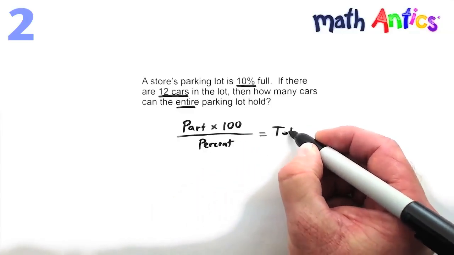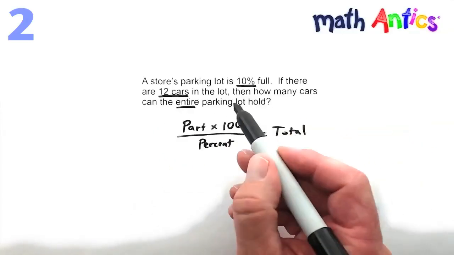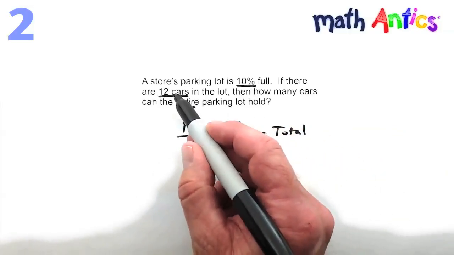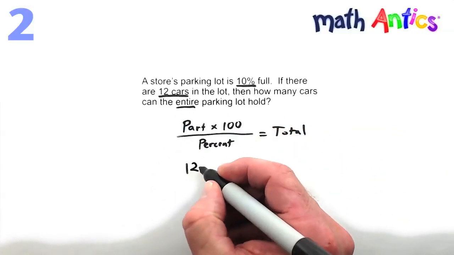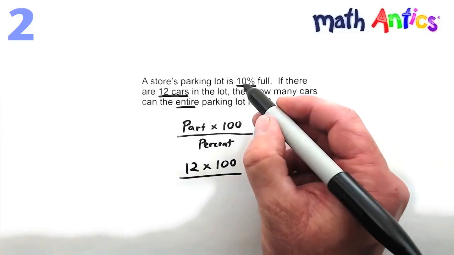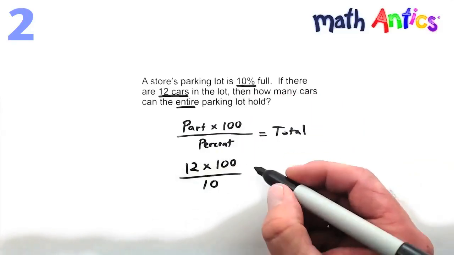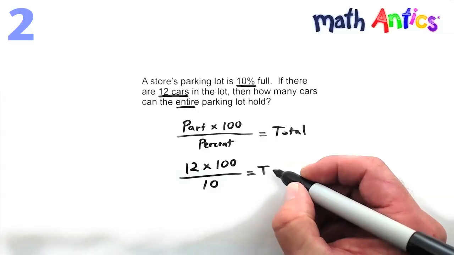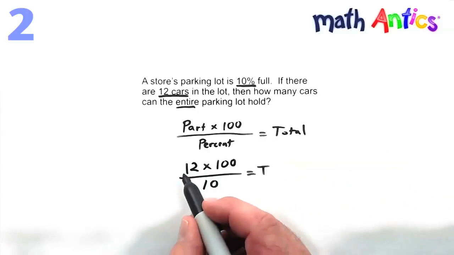That's what we're looking for. So let's just fill those values in. Take the 12 cars for the part, 12 on top times 100, and then we'll divide that by the percent, which is only 10. Not very full. That's going to give us our total, T for total.